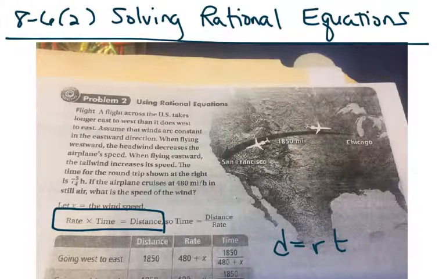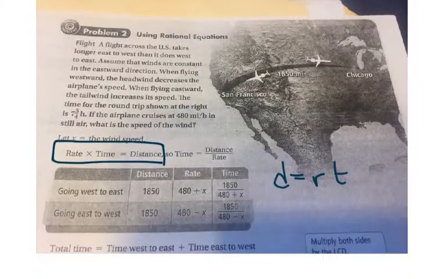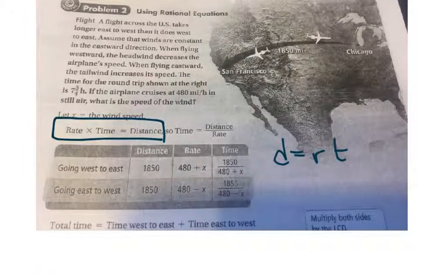And so we know a couple things. We're going to make a little chart, and in the chart we're going to have two directions. One direction is from San Francisco to Chicago, and the other is from Chicago to San Francisco. So in the chart, we started with going west to east. That means San Francisco to Chicago. We know the distance is 1,850 miles because they told us. How do you know? They told us in the picture.